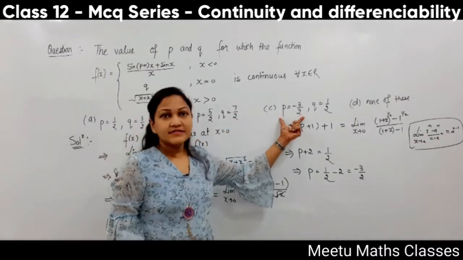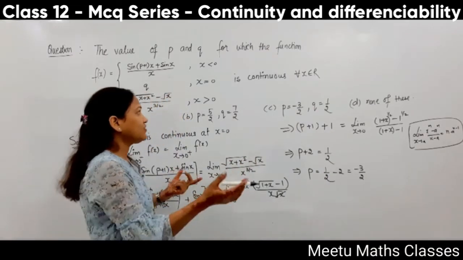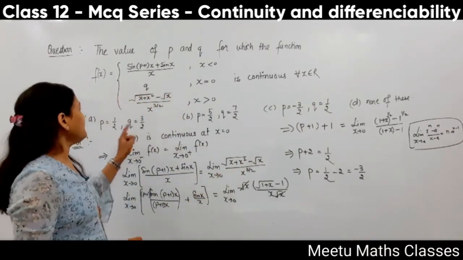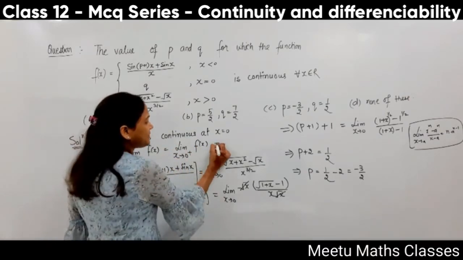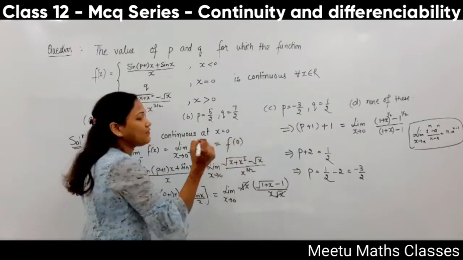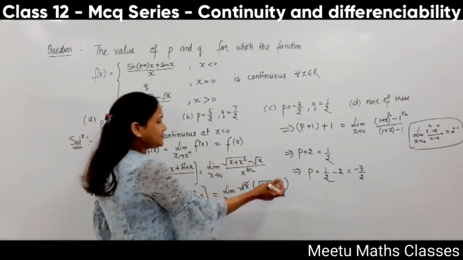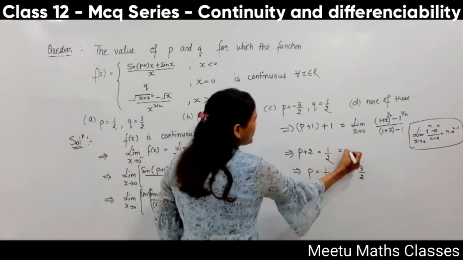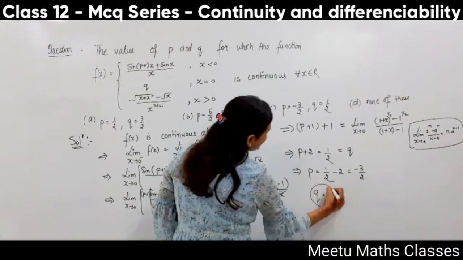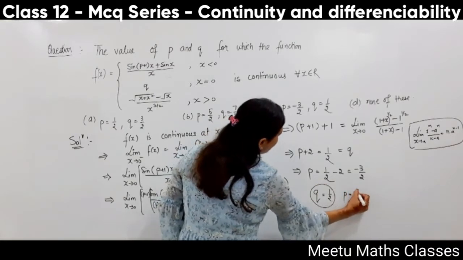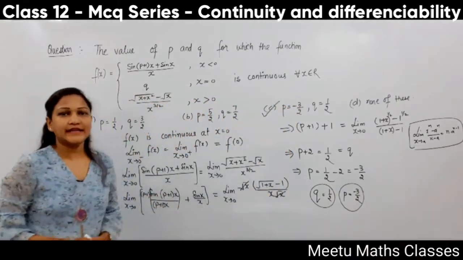So maybe option C may be correct, but you also have to find the value of q. But where will q come from? Because your function is continuous at x is equal to 0, the left hand limit and right hand limit must be equal to the value of the function at x is equal to 0. So this half must also be equal to q. So q will be equal to half. So q is half and p is minus 3 by 2. So your option C is correct.